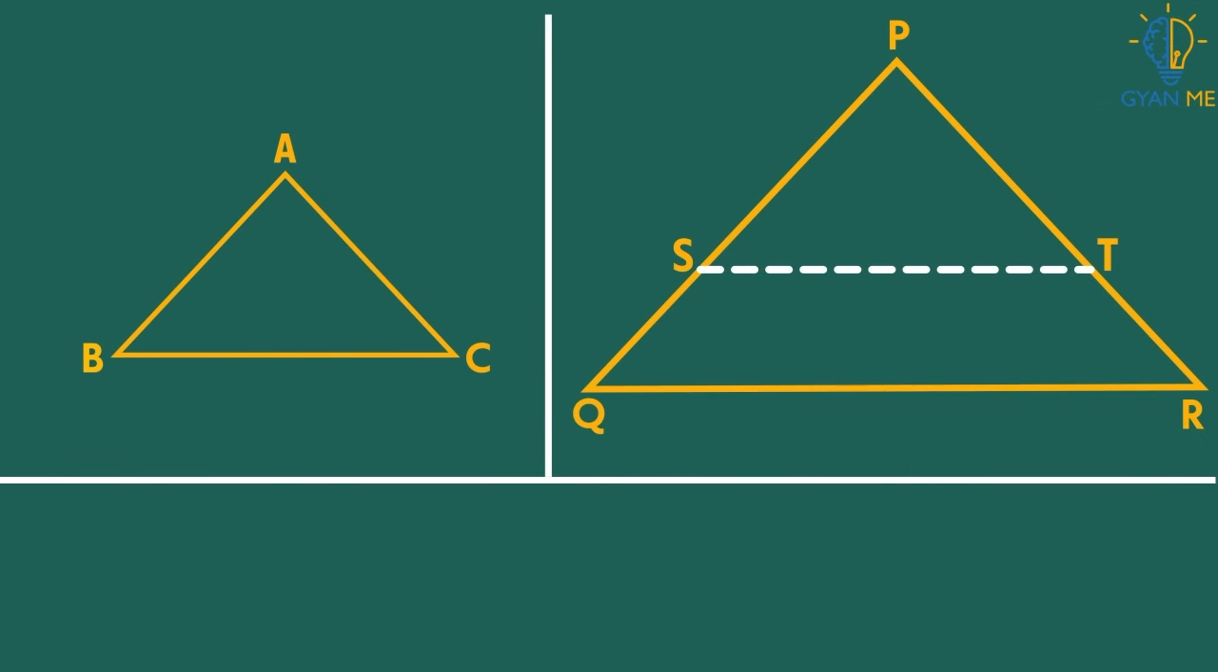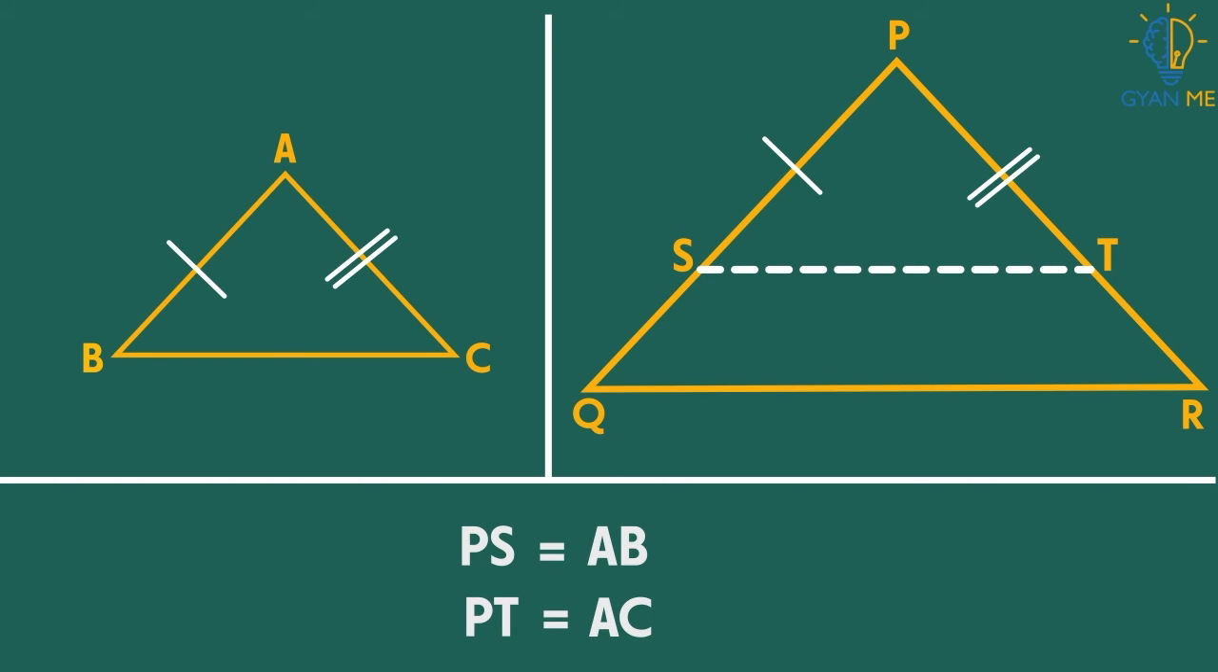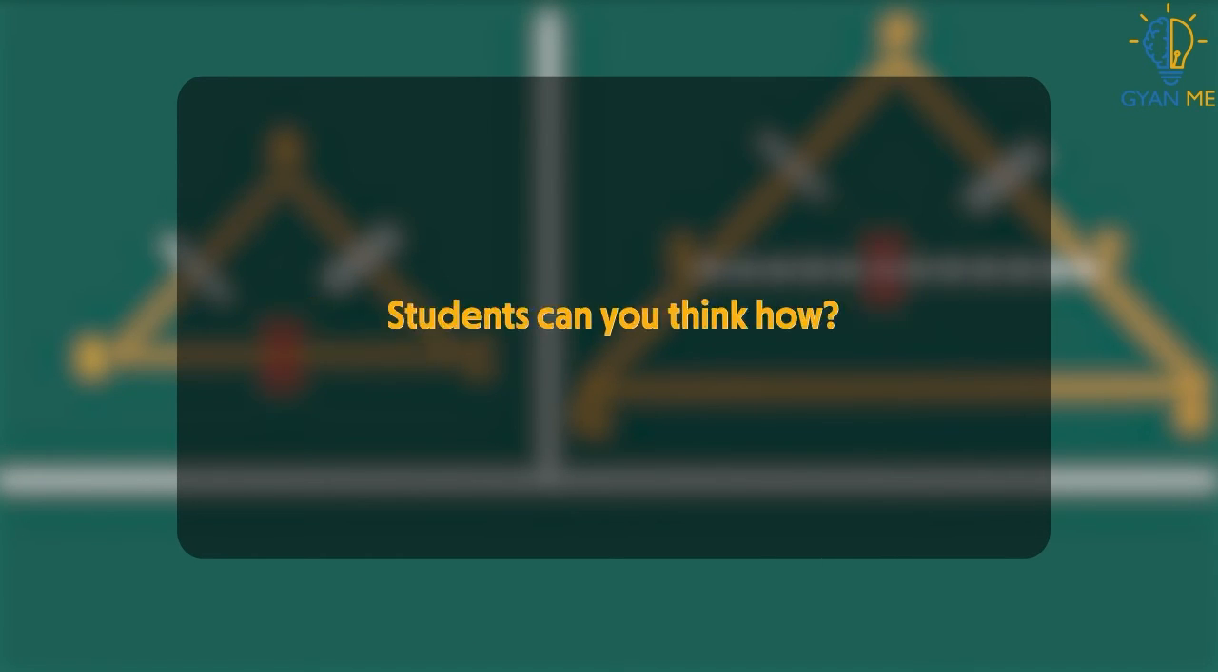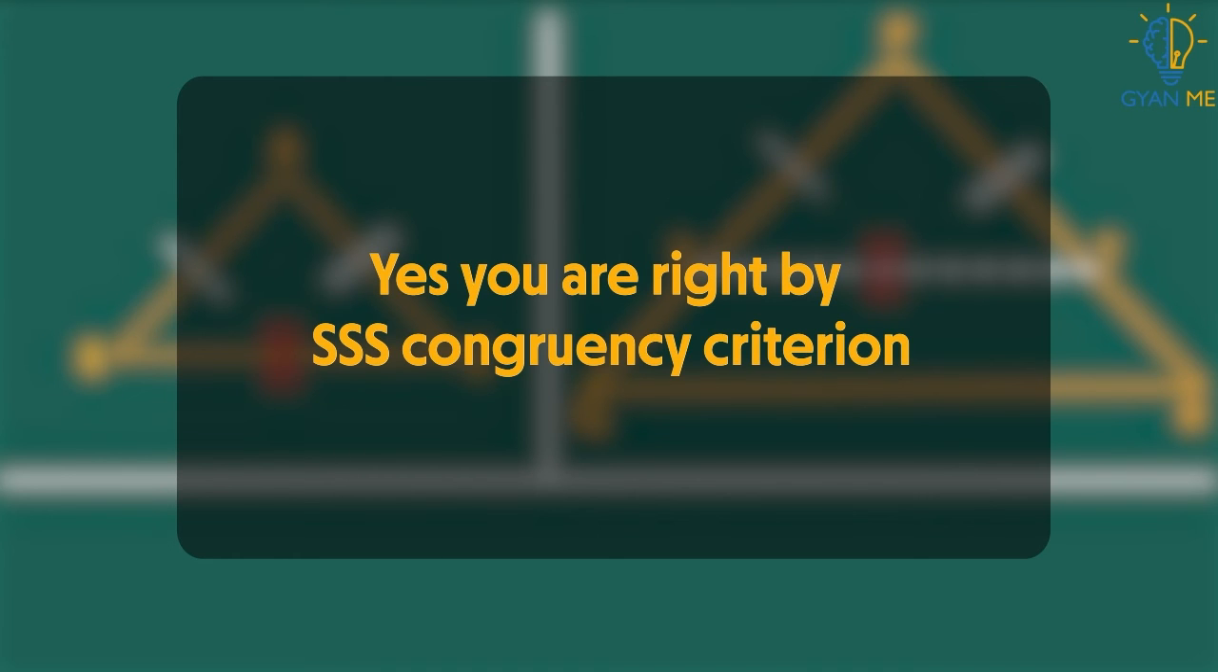Now students, for triangle PST and triangle ABC, we have side PS equal to side AB and side PT equal to side AC by construction, and side ST equal to side BC, which we just proved. So we can say that triangle PST is congruent to triangle ABC. Students, can you think how? Yes, you are right. By applying SSS congruency criteria of two triangles.